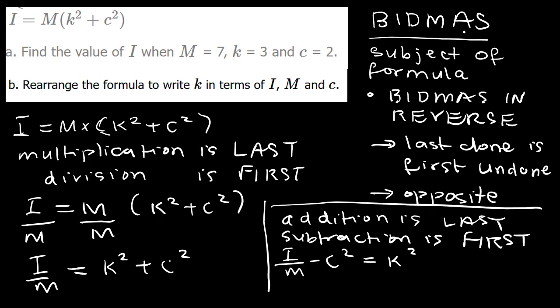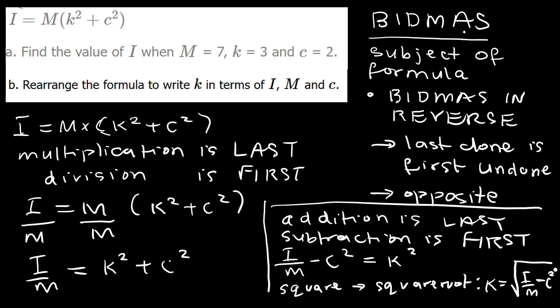Now that leaves us with k squared. So obviously now it means we're going to take the square root. Hence, we're going to find that k is going to be the square root of I over m minus c squared.